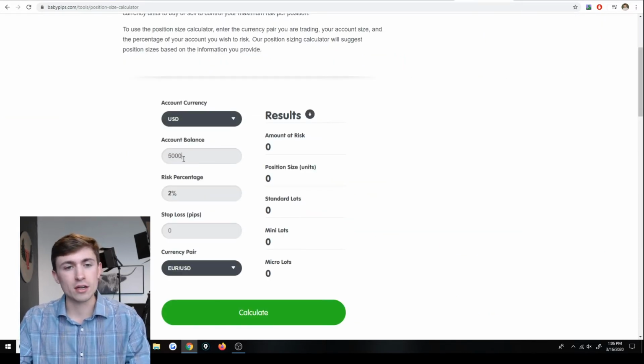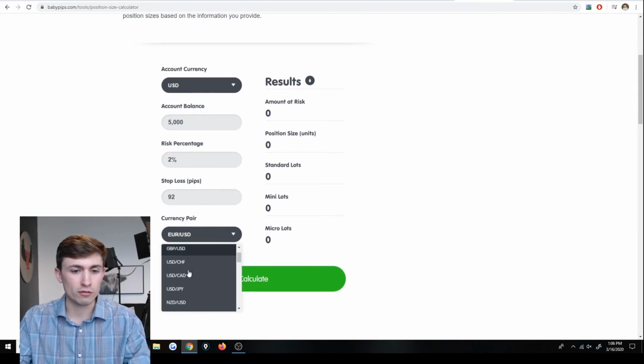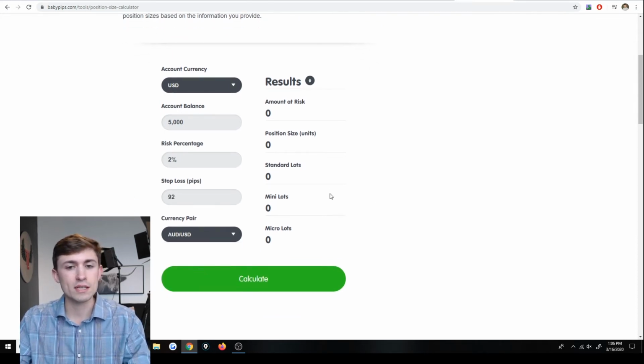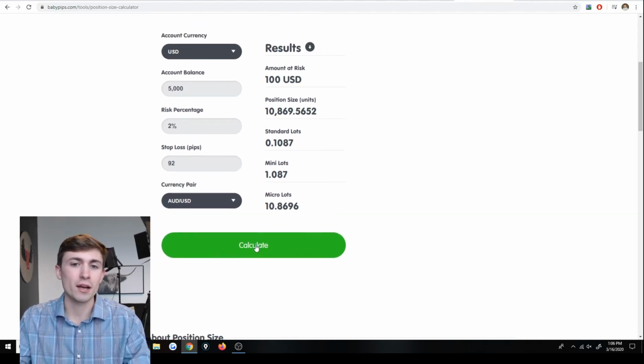We've got $5,000 as our account balance. We've got a risk of 2%, and we want to stop out at how many pips? 92 pips. All we do is plug it in, and then we can put in the pair. We can look for AUD USD. There it is. And then we just click this big fat green calculate button, and we're all good.